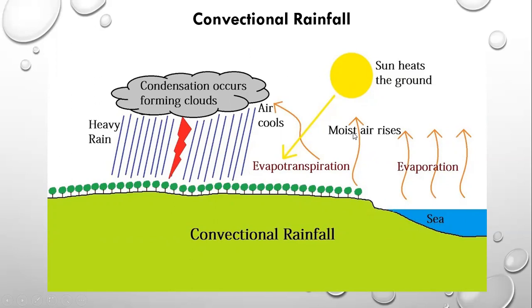As you're able to see here, moist air rises or water vapor rises into the atmosphere. When it rises, it cools. When it cools, it condenses to form clouds. And these clouds contain so much water vapor that when they reach a point of saturation, the water will start falling in form of precipitation, which can be an example of rain, snow, fog, and so on. So this is a basic description of convectional rainfall.